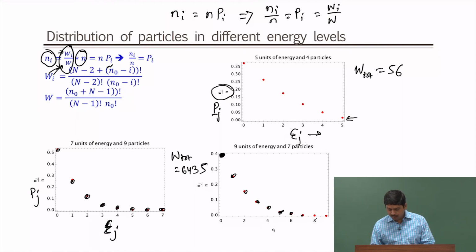Now, remember we are dealing with a very small number of particles and few energy states. In an actual situation there will be 10 to the power 23 particles and maybe an even larger number of energy states.